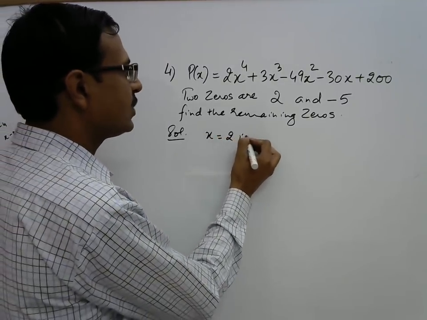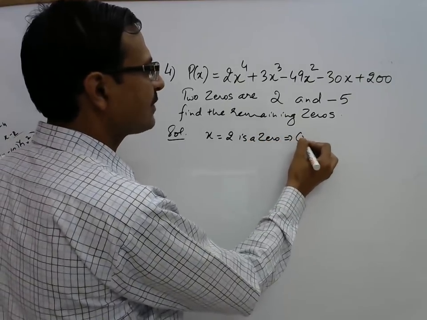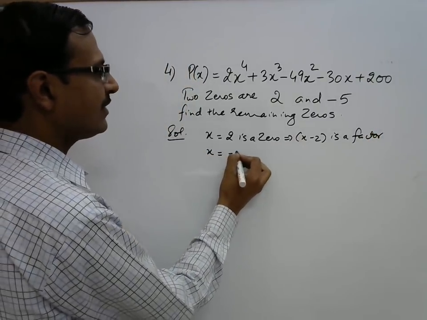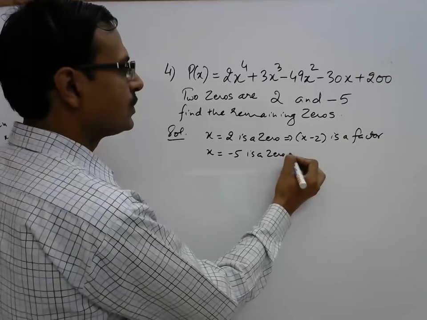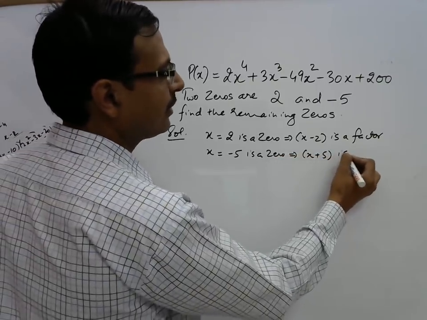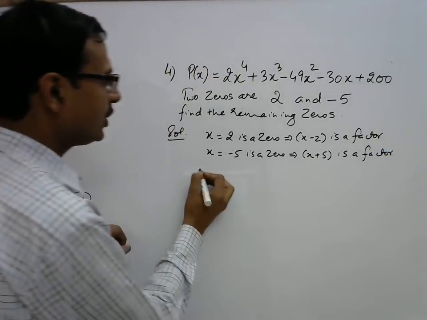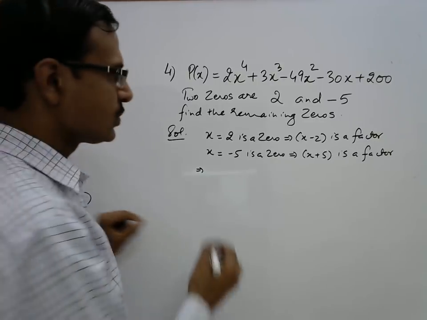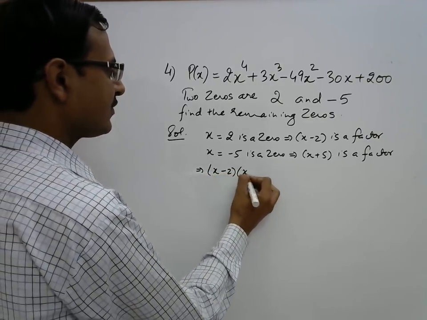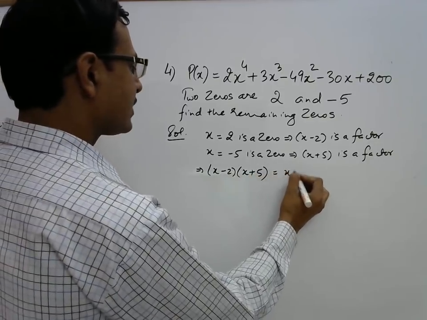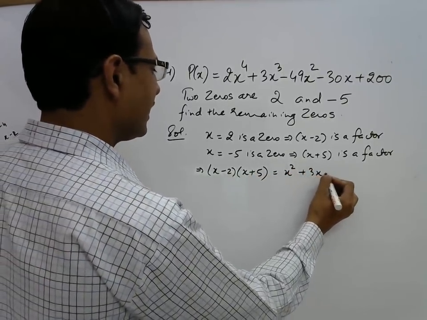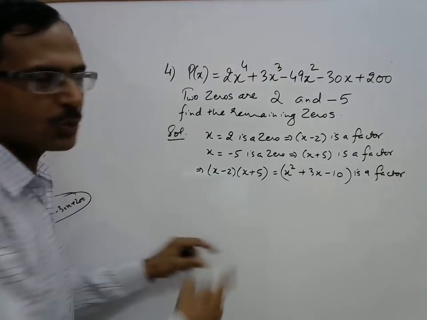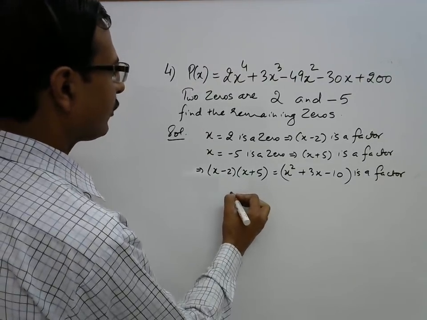x equal to 2 is a zero, so x minus 2 is a factor. Similarly, x equal to minus 5 is a zero, so x plus 5 is a factor. Now what did I tell you? You need to multiply the two factors to convert them into a single factor. So x minus 2 and x plus 5 will give you x square plus 3x minus 10 as a factor. If you have multiplied it correctly, you should get this polynomial. And now you can perform the long division.